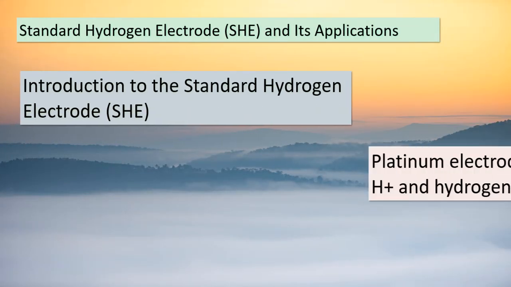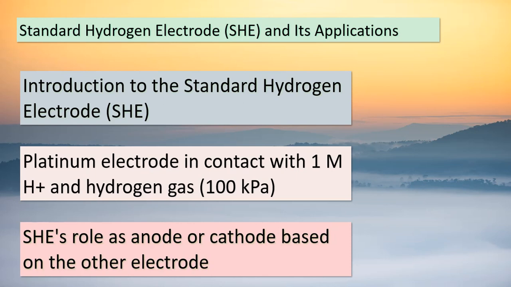Hello, dear students. Today, we're delving into the world of electrochemical cells and a remarkable component known as the standard hydrogen electrode, or SHE. This electrode plays a crucial role in various electrochemical experiments. Picture this. The SHE consists of a platinum electrode that's immersed in a solution containing 1 M H+ ions. Additionally, it's in contact with a stream of hydrogen gas at 100 kPa.